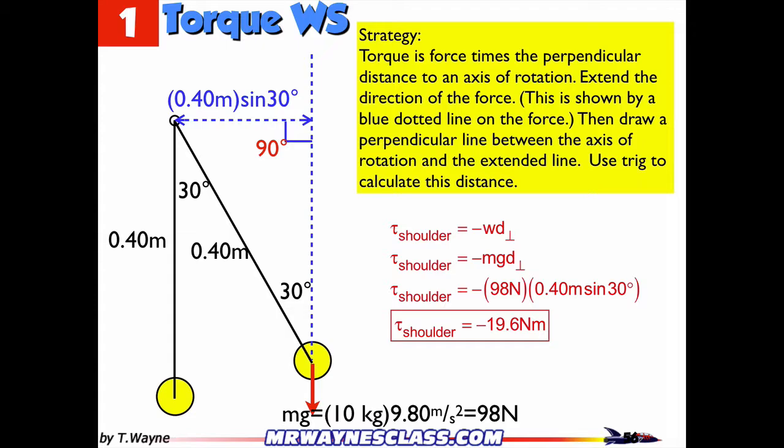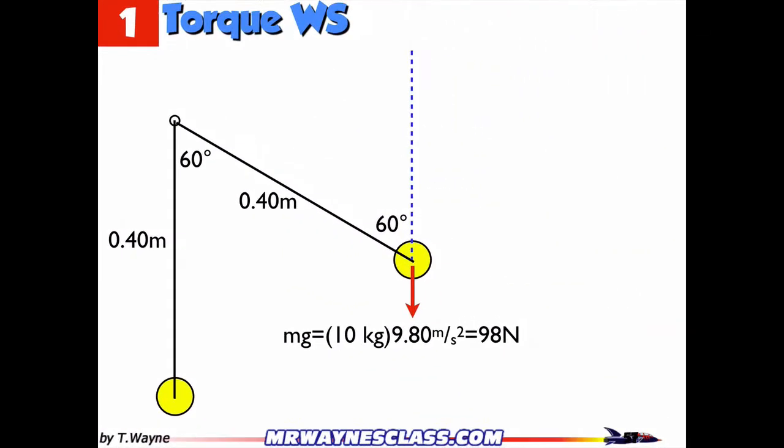Let's look at this next angle. It's part C. It's at 60 degrees now. At 60 degrees, the distance between the axis of rotation and where the force is applied is still 0.4 meters, which is 40 centimeters. And again, I need a line between the axis of rotation and the direction the force is pointing. So that's going to be this line right here.